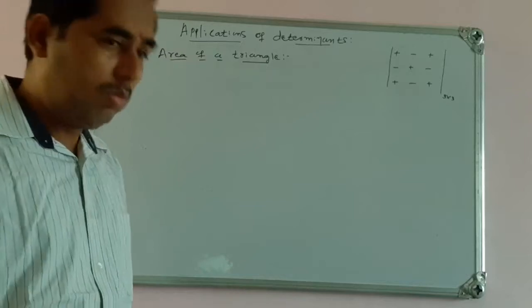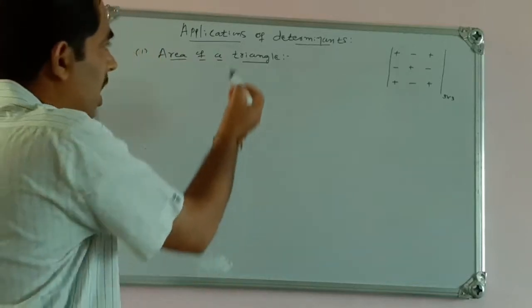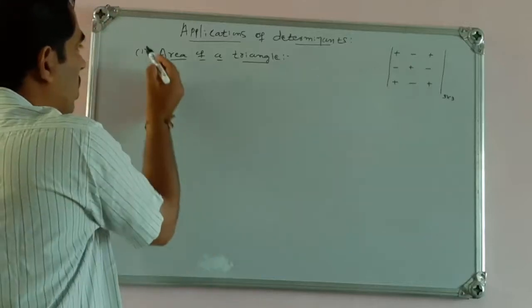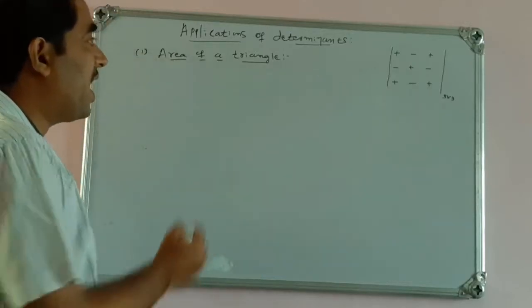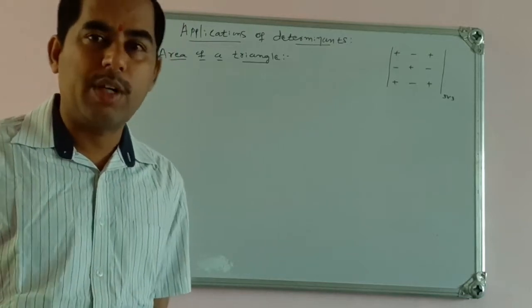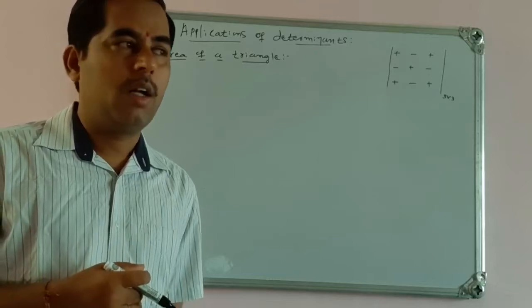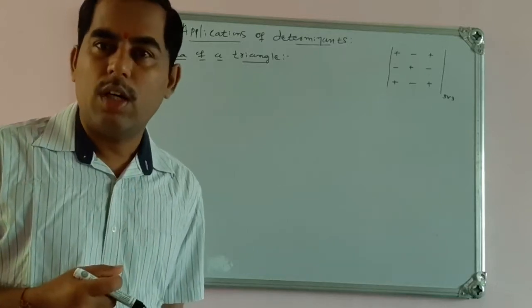Let us move on and consider another concept here: applications of determinants. The first one is the area of a triangle. In first PUC, in analytical geometry, we have learned what the area of the triangle is.